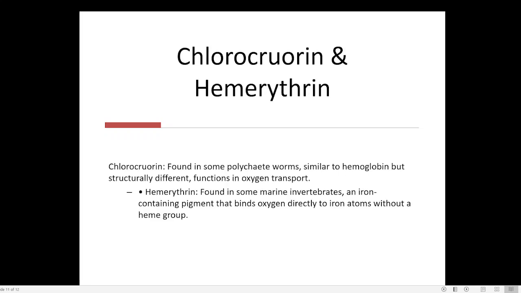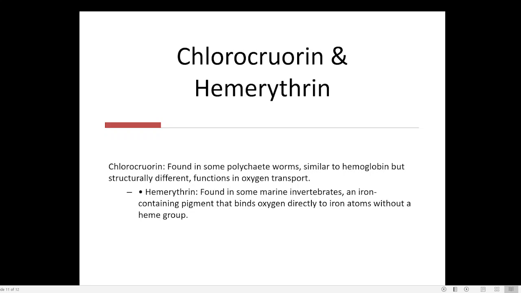Then two more pigments are there. One is chlorocruorin, and that is found in certain polychaete worms, and it is similar to hemoglobin. It is structurally slightly different, but the main function of chlorocruorin is the same as in the case of hemoglobin, transport of oxygen. So it is a pigment present in polychaete worms.